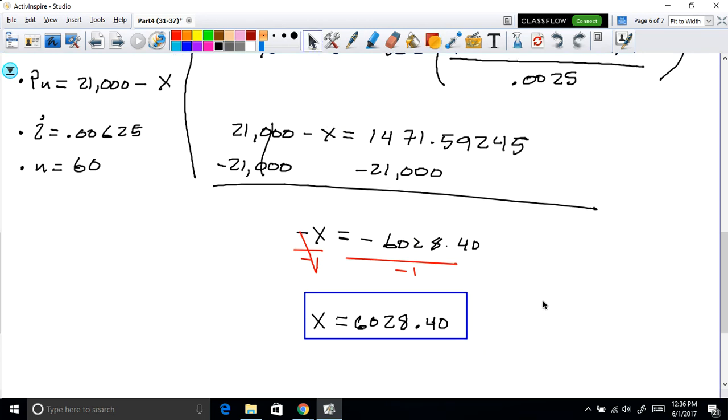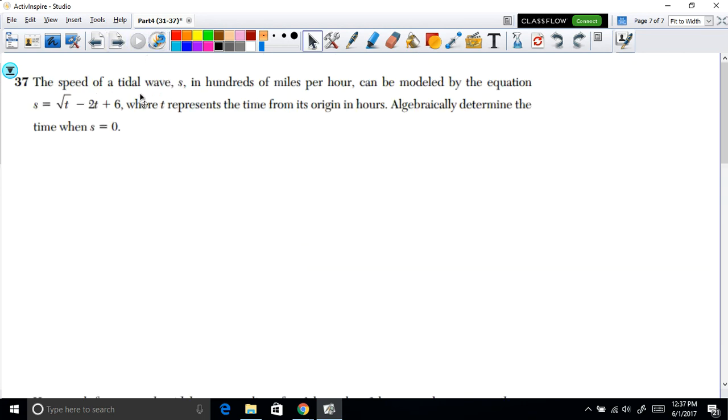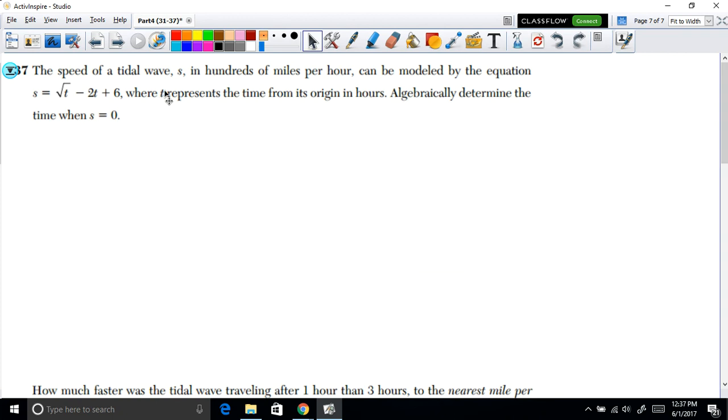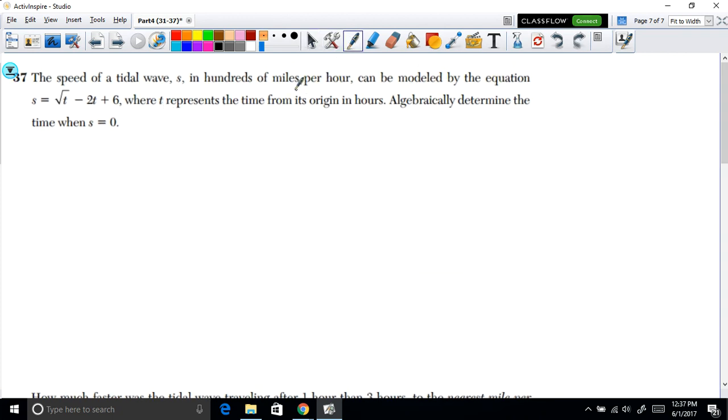Perfect. Again, all you need to do for this problem is just to really identify the information that is being given to you. All right, so we're down to the last problem. Finally made it. Example 37. In example 37, let's see what they're asking us here.